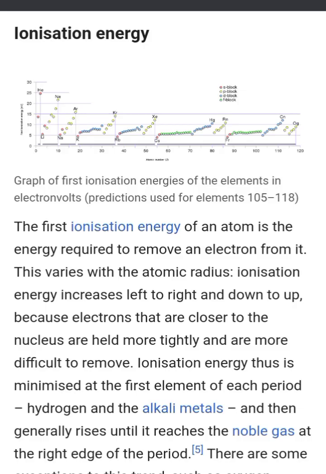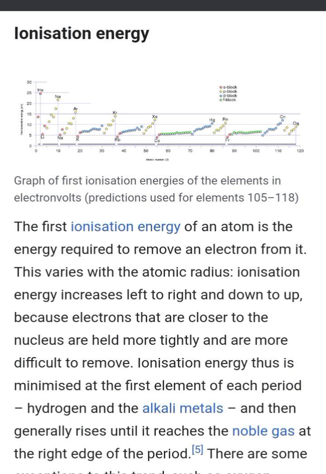Now the second trend is the one called ionization energy. The first ionization energy of an atom is the energy required to remove an electron from it. So ionization energy can be said to be the energy required to remove an electron from a neutral atom. So if they ask you, what is the energy required to remove an electron from a neutral atom? The energy is called ionization energy. That is what we call it. Now let's check the trend of this energy in the periodic table.